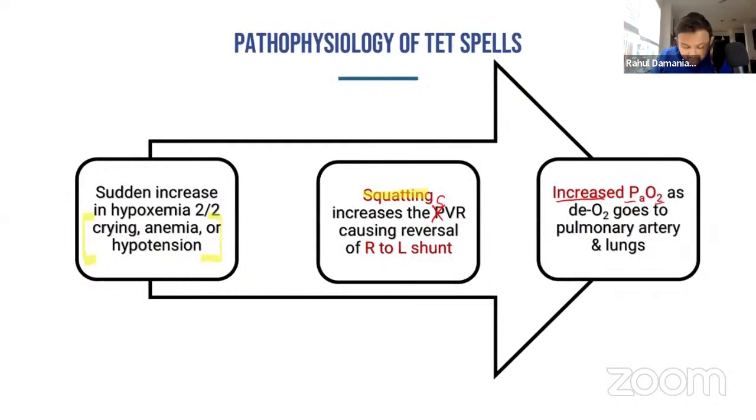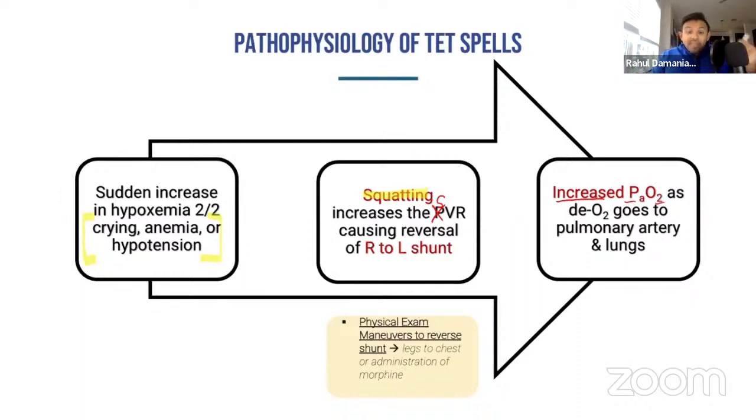So what's important is that physical exam maneuvers to reverse the shunt are going to be things like squatting, which is basically legs to chest, or administration of morphine. Because when you have administration of morphine, that reduces your pulmonary vascular resistance. That also is going to cause a little bit of opening of the right ventricular outflow tract. And subsequently, blood is going to go into the lungs.